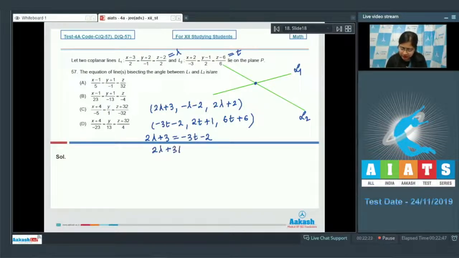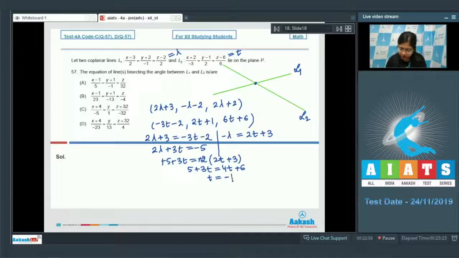That is 2 lambda plus 3t is equal to minus 5. Also minus lambda is equal to 2t plus 3. So from here we can find the value of lambda and t. So let us put it here. Minus 5 minus 3t is equal to 2 times lambda, that is minus of 2t plus 3. Cancelling minus on both sides, we have 5 plus 3t equal to 4t plus 6. That is t is equal to minus 1.